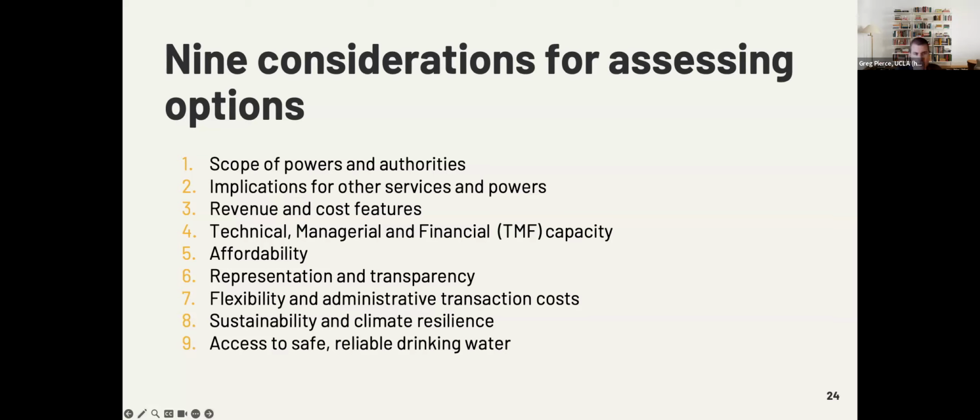We recognize that these are categories, so there's lots of subsets and questions you'd really want to ask within each of these categories. But also a lot of them bleed together, especially when you look at, for instance, 3 through 5 here, all related to financial aspects of the new prospective entity. And I would say, even though we're starting with scope of powers and authorities, really number 9, access to safe, reliable drinking water, is the objective that all water systems are looking to carry out, and we want them to carry out whether consolidating or not. Next slide.